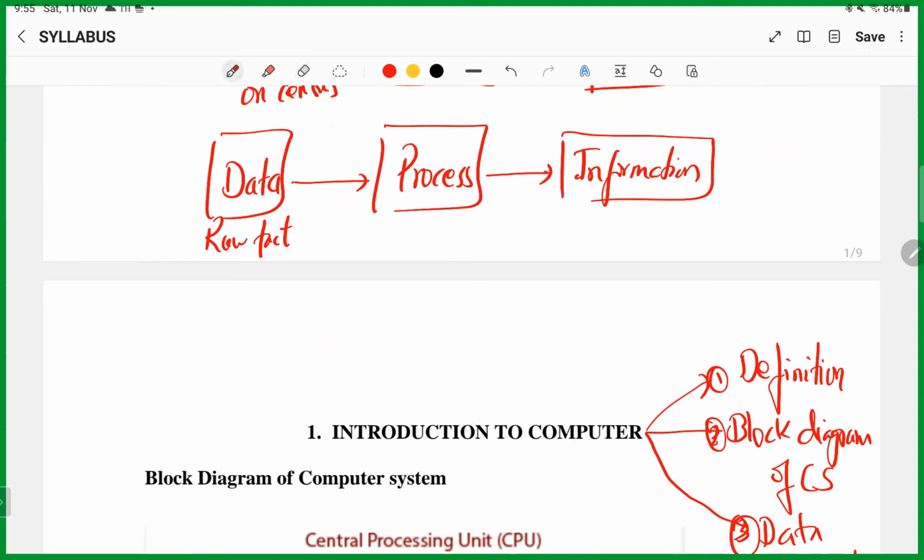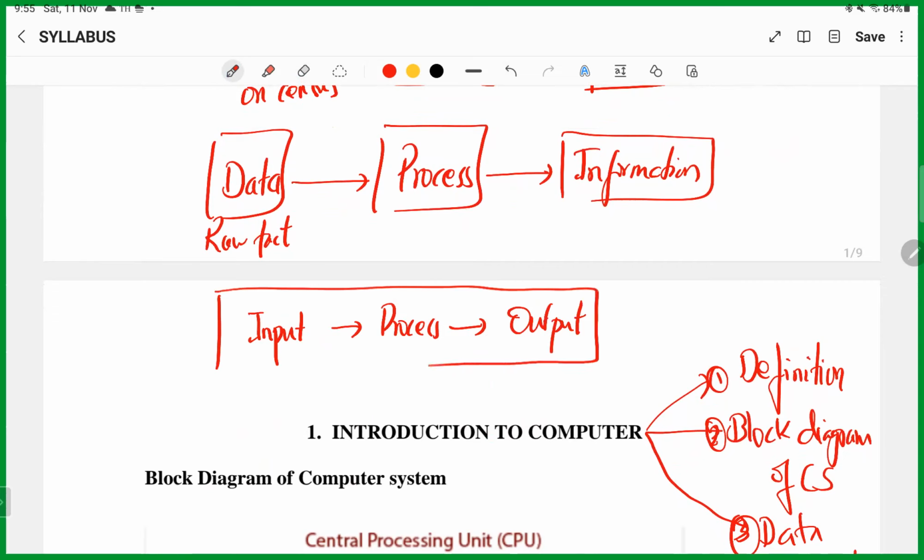Okay. How does a computer work? You give some input. The input that is given will be processed, and then it gives some output. This whole process we call the block diagram of a computer system, simply. In layman terms, this is how it is.